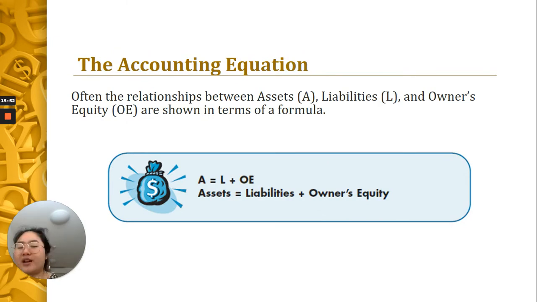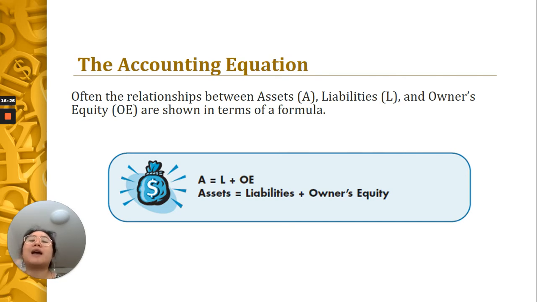You should start with this one when you think about accounting. The accounting equation often shows the relationship between assets, contracted as A, liability, contracted as L, and owner equity, contracted as OE, in the form of the formula A = L + OE. So assets equal liability plus owner equity.